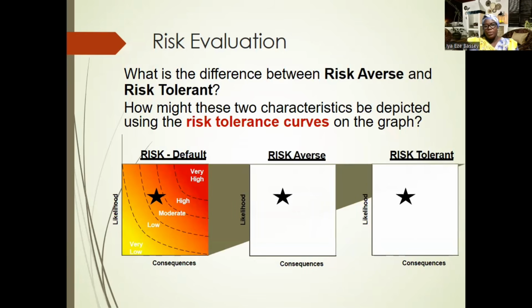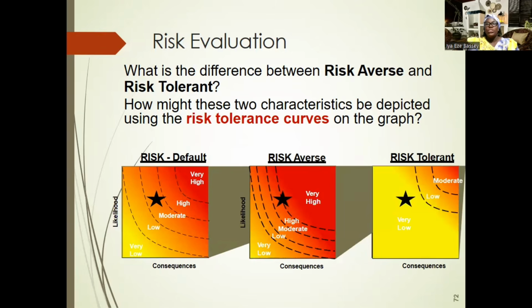This is our default risk graph, okay? So I want you to show me what a risk averse one would look like and what a risk tolerant one would look like. I'll give you some minutes. You can pause this video while you do that for me.